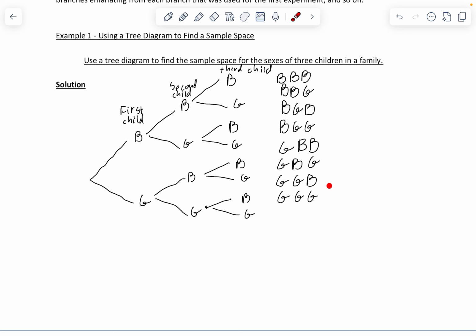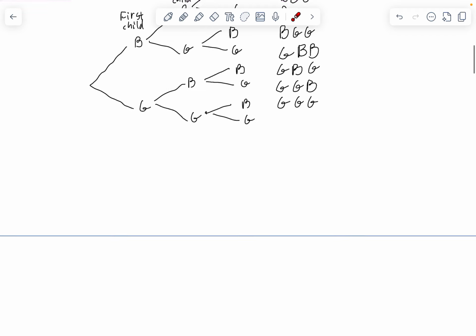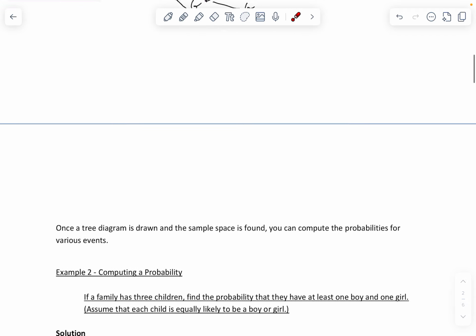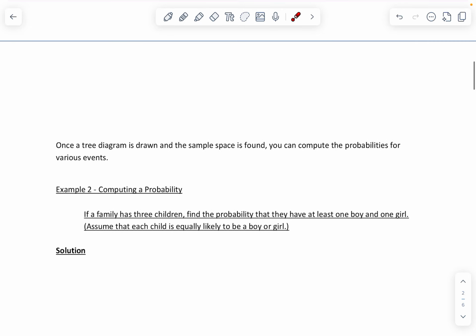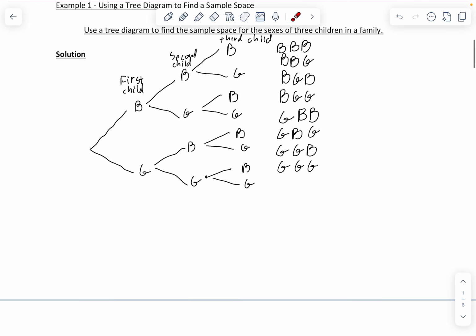Now that we have the sample space listed out here, we can use it to compute some probabilities. Let's look at example 2. If a family has 3 children, find the probability that they have at least one boy and one girl. Assume that each child is equally likely to be a boy or a girl. So in other words, what we're assuming is all 8 of the outcomes in this sample space are equally likely.